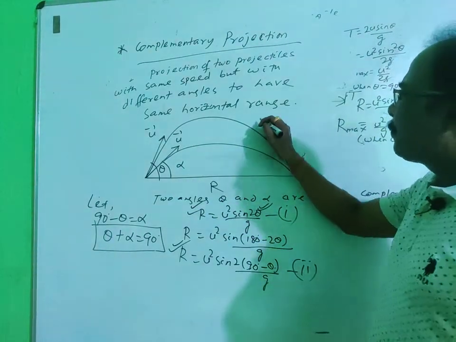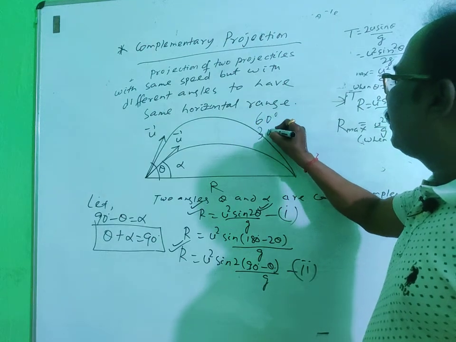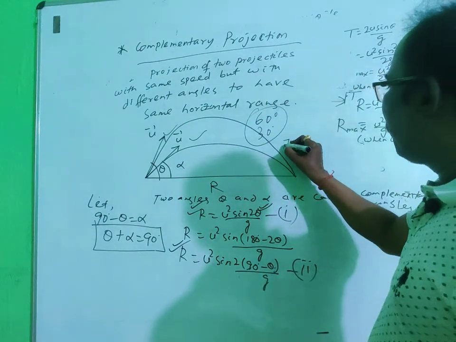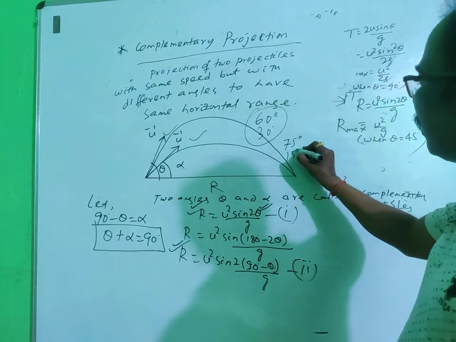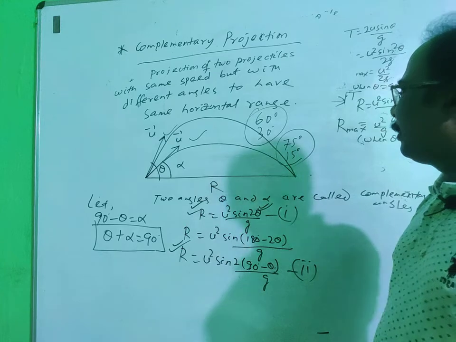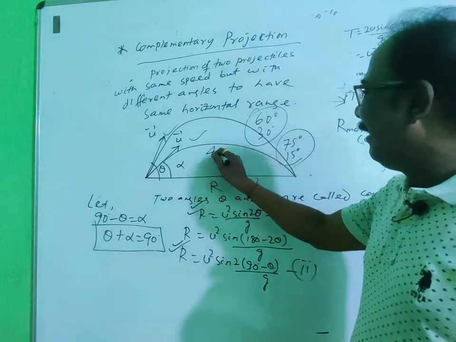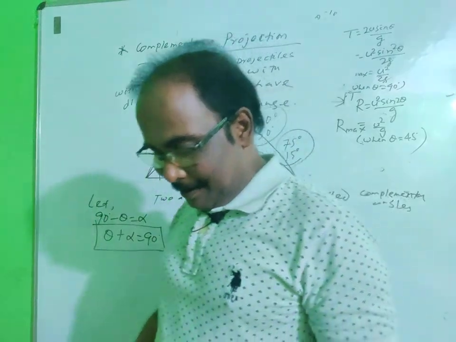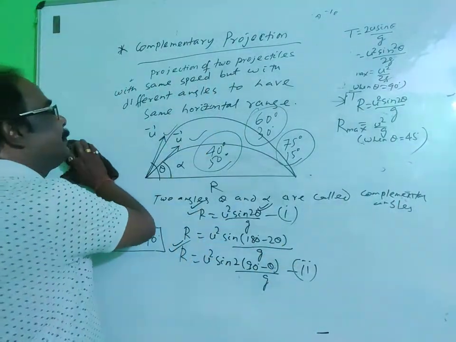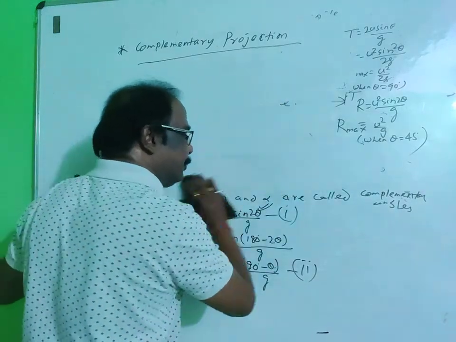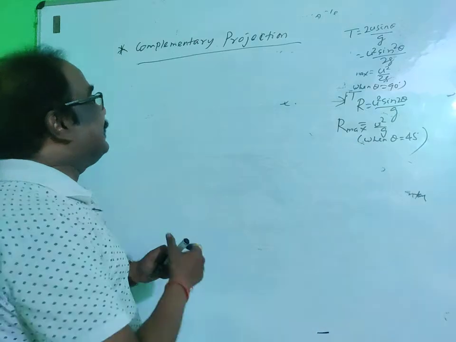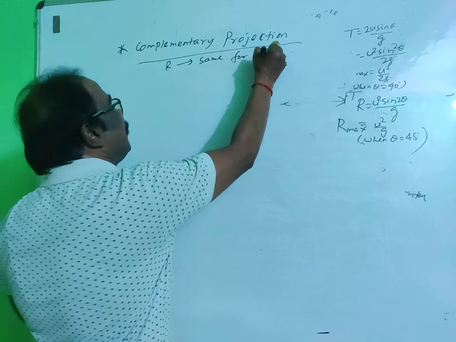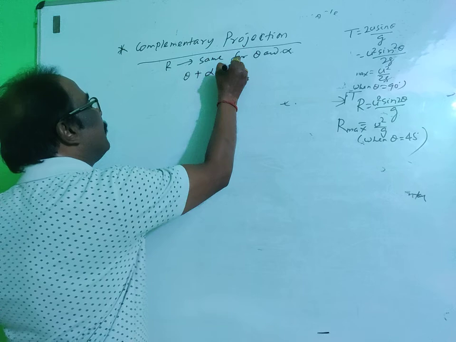So if one body is projected with angle 60 degree and the other with 30 degree, with the same speed, they will have the same range. If one projectile is fired with angle 75 degree and another with 15 degree with the same speed, then also they will have the same range. Similarly 40 degree and 50 degree, the sum is 90 degree, then they will have the same range. Under complementary projection, there are some beautiful points. Range is the same for theta and alpha, and the condition is theta plus alpha is 90 degrees.